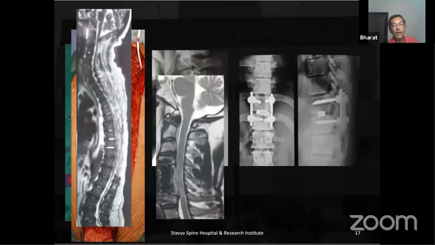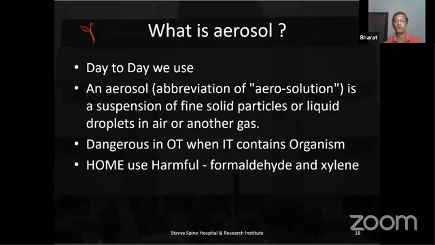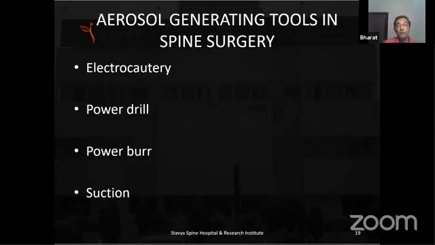What is aerosol? Well, it's something we use day-to-day, particularly in household sprays. Even the fly and mosquito sprays are aerosols. But it can turn out to be quite dangerous in the operation theater, because aerosol is generated with the cautery and the tools which we use. They can carry organisms, and these high-speed bursts can really make a cloud in the operation theater. The household use of these aerosols usually involves formaldehyde and xylene, and they are harmful if you stay around them for a long time.